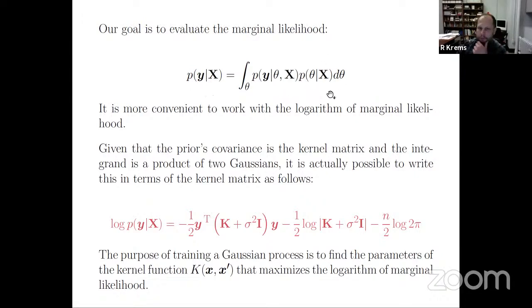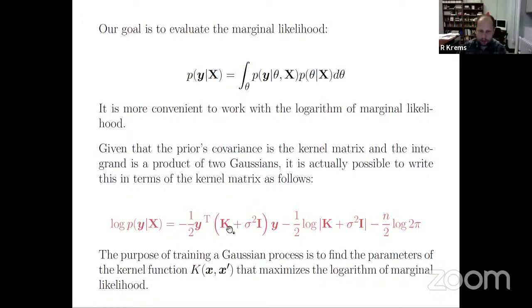Now, because this is a Gaussian with the covariance matrix given by the kernel matrix, and this likelihood is also Gaussian, we have the product of two Gaussians. So this integral can be dealt with analytically, and it can be written in terms of the kernel matrix. The math is a bit tedious, but the final result is this. So basically, the log of the marginal likelihood for the Gaussian process can be written in this form, where you have the kernel matrix explicitly on the right-hand side.